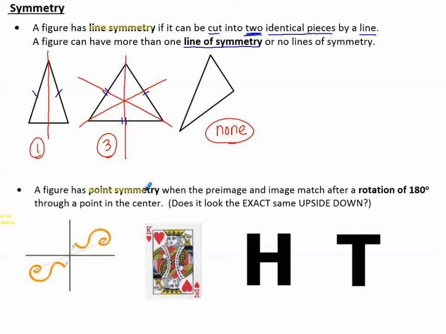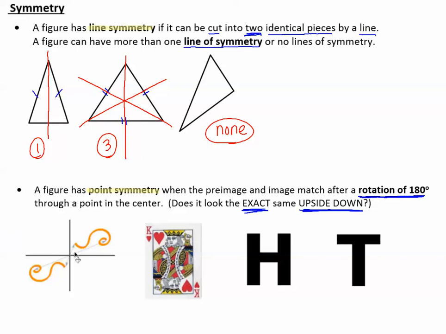How about point symmetry? Well, a figure has point symmetry when the pre-image and image match after a rotation of 180 degrees. Remember, 180 degrees means flipping it completely upside down. So it matches after this type of rotation through a point in the center. Ask yourself, does it look the exact same upside down? Well, let's check out these and see if they have point symmetry.